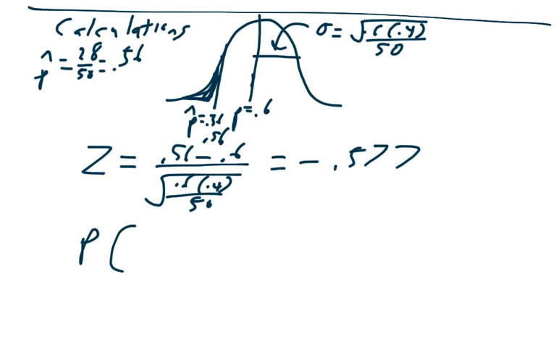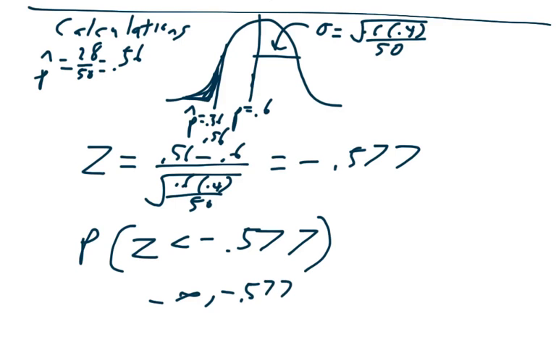So what is the probability? This is finding the p-value. What's the probability that Z is less than negative 0.577? So I'm going to use my normal CDF from negative infinity to negative 0.577 with a mean of 0 and a standard deviation of 1, because we made a Z-score. And that gives me 0.28, which is greater than 0.05.